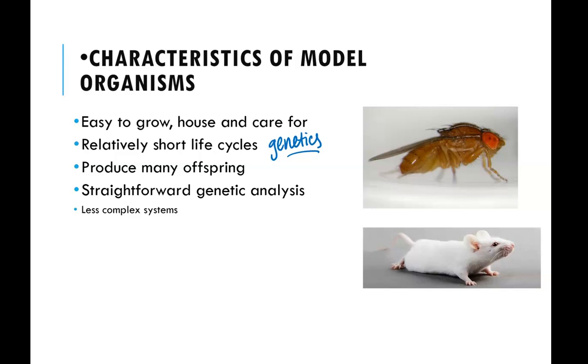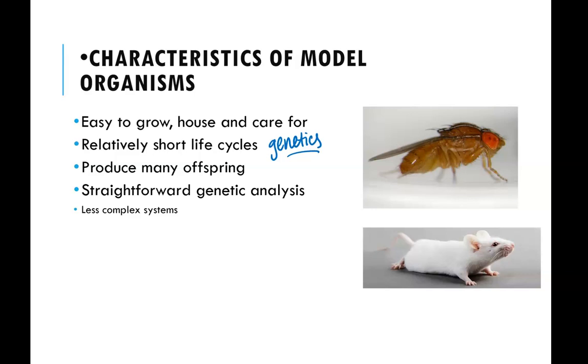And then we have less complex systems in model organisms. Now, you might look at that mouse and be like, well, it's got a heart, it's got liver, it's got kidneys, it's got blood. They do, absolutely. So not all model organisms are going to be less complex, but they are going to be really well studied.